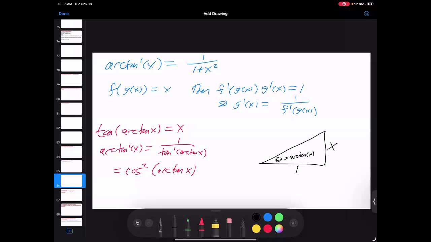The square root of 1 plus x squared. And now that we know this, we can take the cosine squared of arctangent of x. The arctangent of x, it's that angle. So if I look at that triangle, cosine is 1 over the square root of 1 plus x squared. So that gives me 1 over 1 plus x squared, which is exactly what you said. So this is a proof that the derivative of arctangent is 1 over 1 plus x squared.